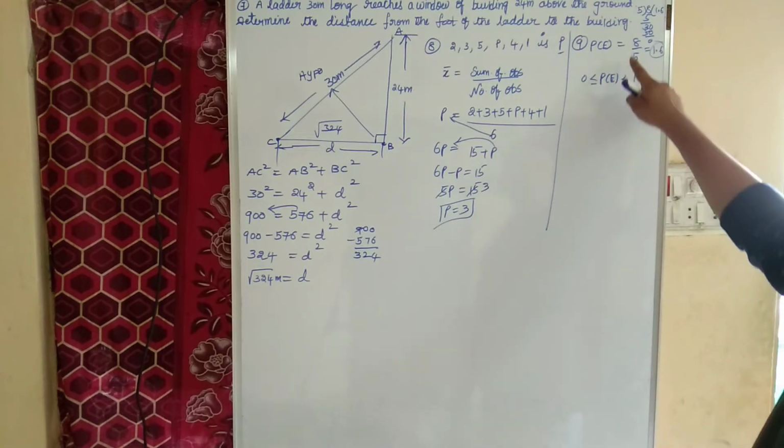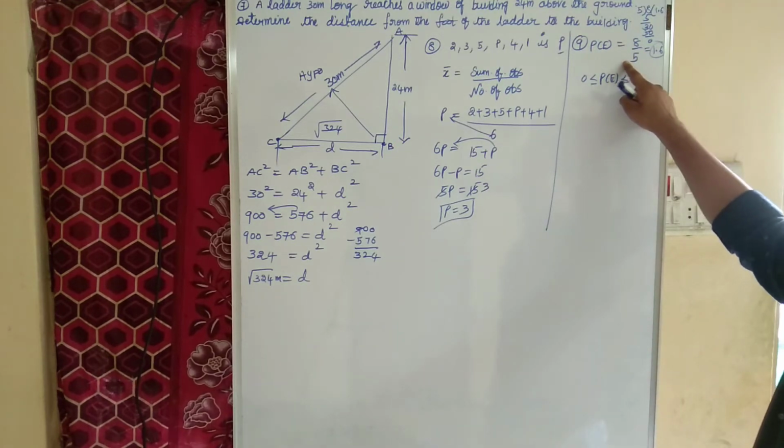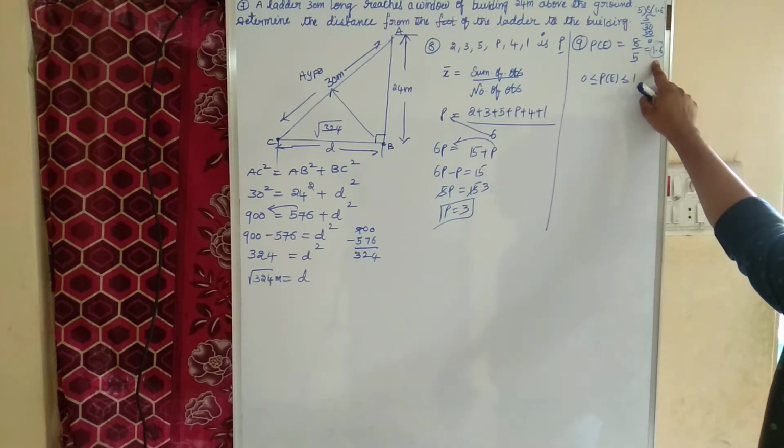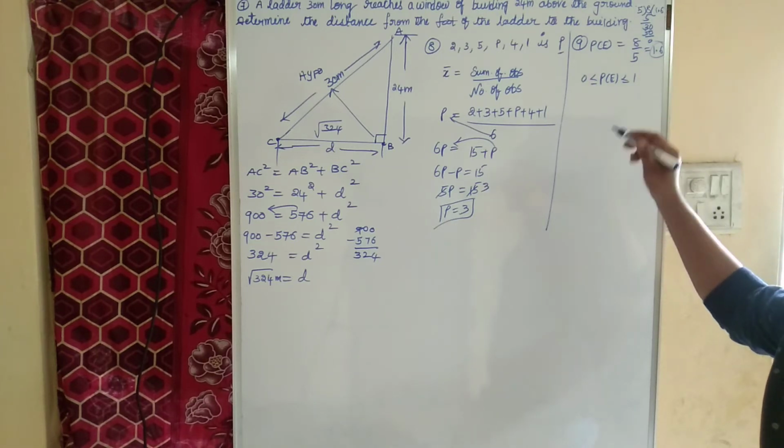But here given probability is 8 by 5. 8 by 5 is nothing but 1.6. 1.6 is not possible at all. So do you agree with him?